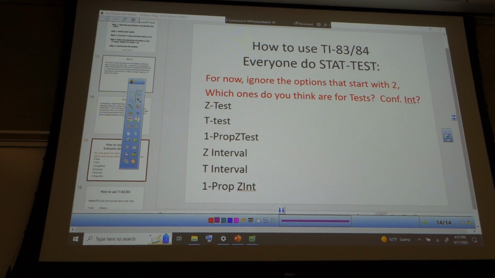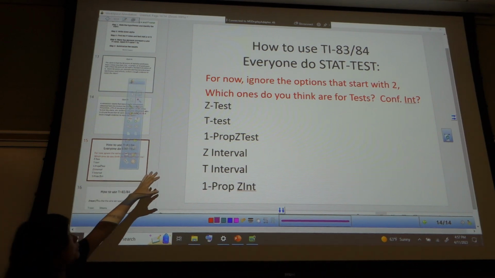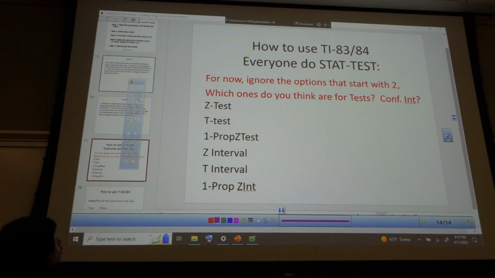How to use a TI-83/84? You go to Stat, Tests. First of all, ignore the ones that start with a 2, because those are for 2 samples. These are the options. Which ones are for tests? All the ones that say test.